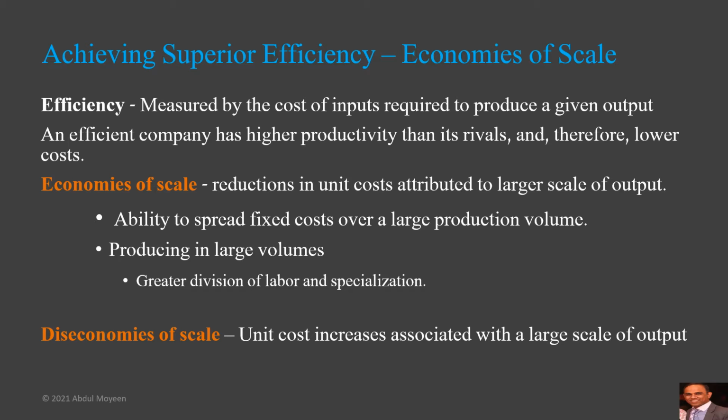So if the company can achieve economies of scale, they will be able to reduce their cost, and that can be done if we are able to spread our fixed cost over a large volume of production. Now, fixed costs are costs that must be incurred to produce regardless of the level of output, such as the salary of full-time permanent staff.